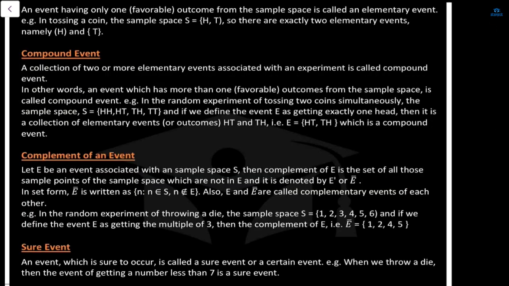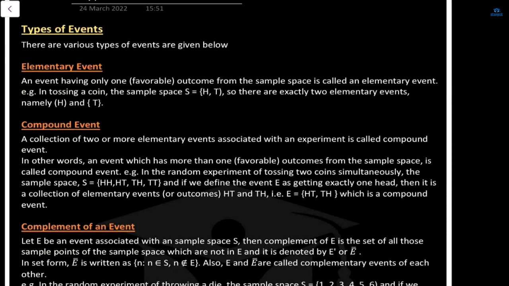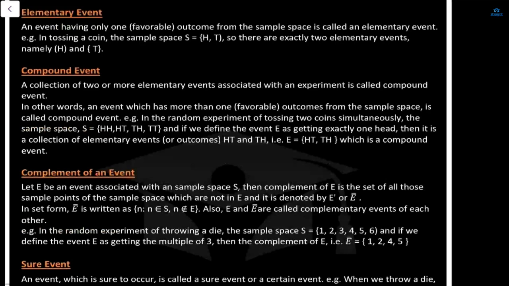Types of an event. How many types of events are there? Elementary event. The event that has a single element in its sample space is called an elementary event. In tossing a coin, the sample space is H and T, so there are exactly two elementary events, H and T. Now combination of events. For example, if you're tossing 2 coins, HT, TH, HH, TT will be there. So it is a combination of events.